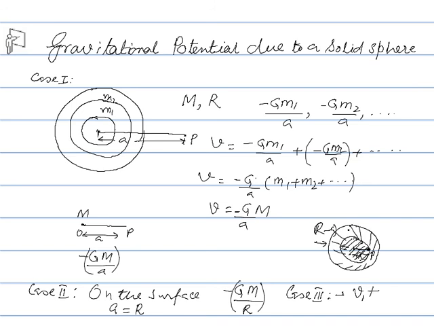So suppose the potential due to these outer concentric shells of thickness R minus A at the point P is V2. So therefore the potential at the internal point P will be equal to the sum of these two potentials. Now we will find individually the values of V1 and V2.